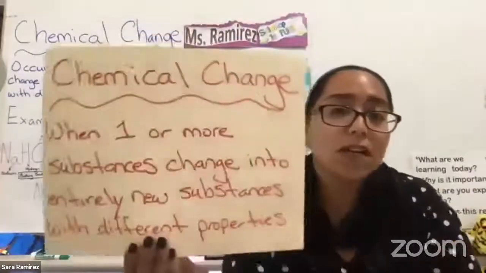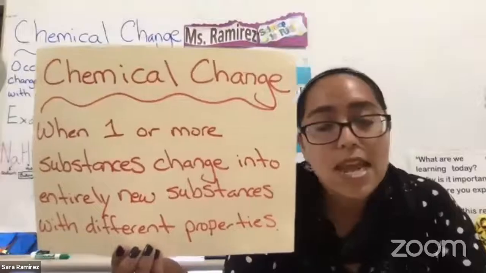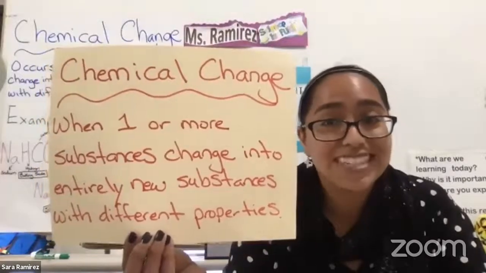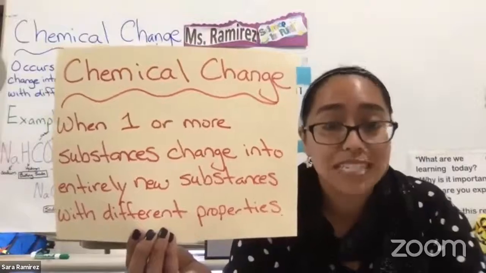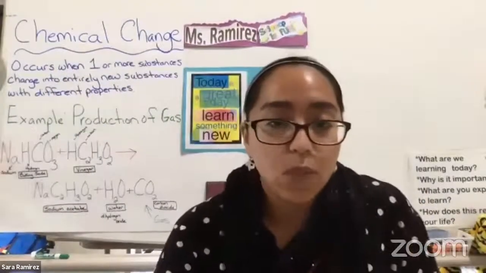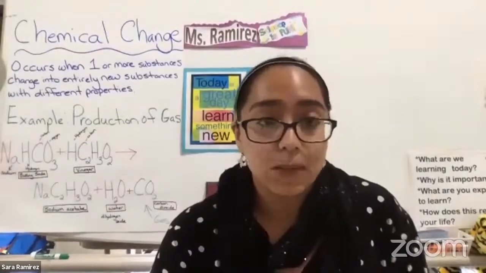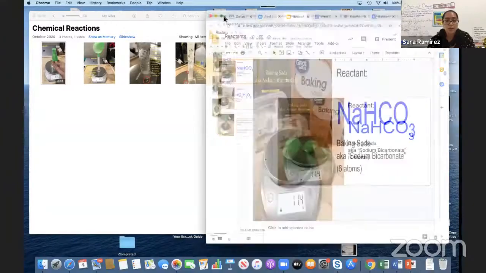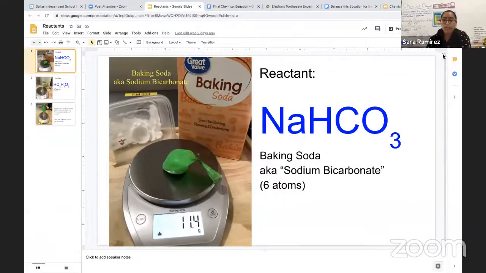So we're going to start off talking about chemical changes today. And a chemical change is simply when one or more substances change into entirely new substances with different properties. So I'm going to go ahead and share my screen, and we're going to look at an example of a chemical reaction involving baking soda and vinegar. So let me get our PowerPoint running, and then we'll go ahead and start.